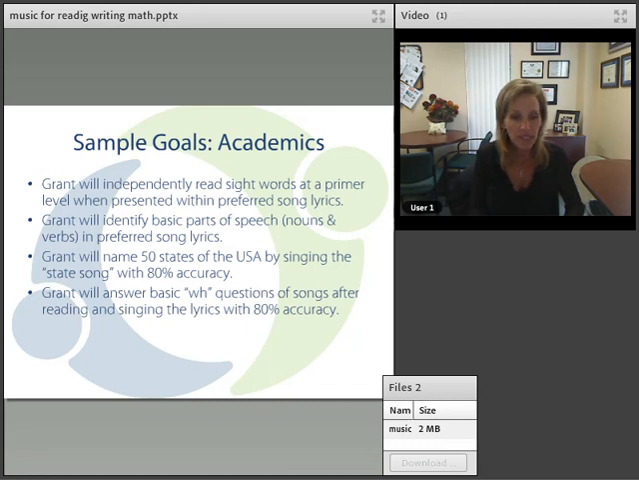Grant will name the 50 states of the United States of America by singing the state song. I don't know if any of you know the state song. I have a video of my son in third grade singing, and it's the cutest thing, and he has never forgotten it since then. When I ask him, okay, go for it, he's 15 now, I tell him, sing all the names of the states, and he'll do it, but with the song. So the song has stayed with him all of these years.